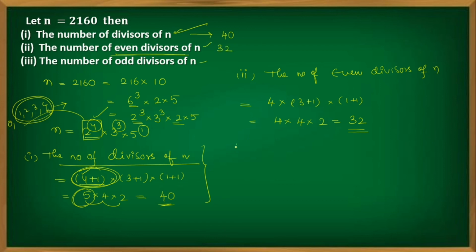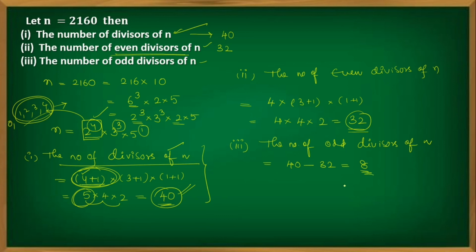Now the third question is what? The number of odd divisors of n. What is the number of odd divisors of n? Total number of divisors, how many? 40. So from 40, if you subtract even divisors 32, obviously you will get odd divisors. Total number of divisors 40, but among which 32 divisors are even divisors. So the remaining are what? Odd divisors. Therefore 8 odd divisors are there.